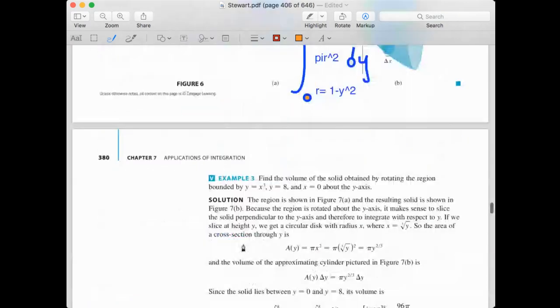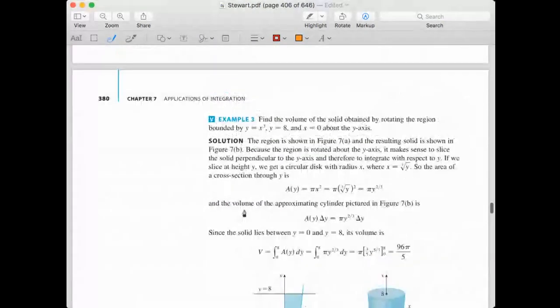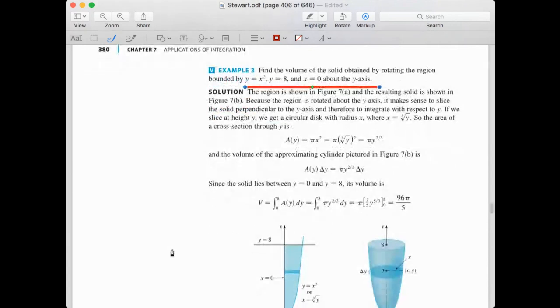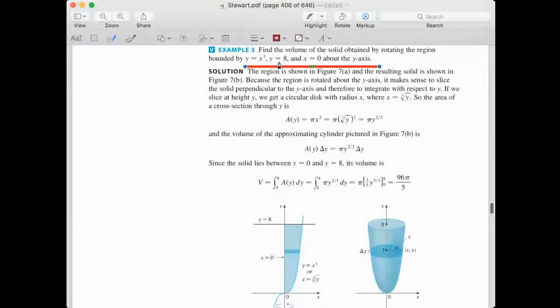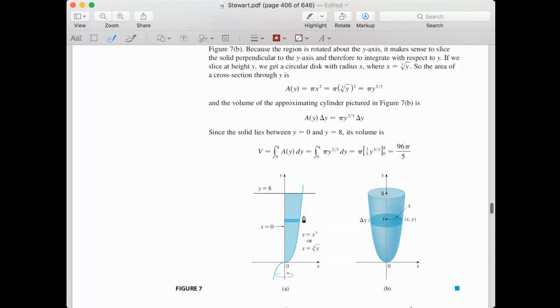Let's see some examples. Find the volume of the solid obtained by rotating the region bounded by y equals x cubed, y equals 8, x equals 0, and the y-axis. Okay, so this region is bounded by 4 things. Let's draw the graph. We have y equals x cubed. Y equals x cubed is this graph, right? So this one is y equals x cubed.